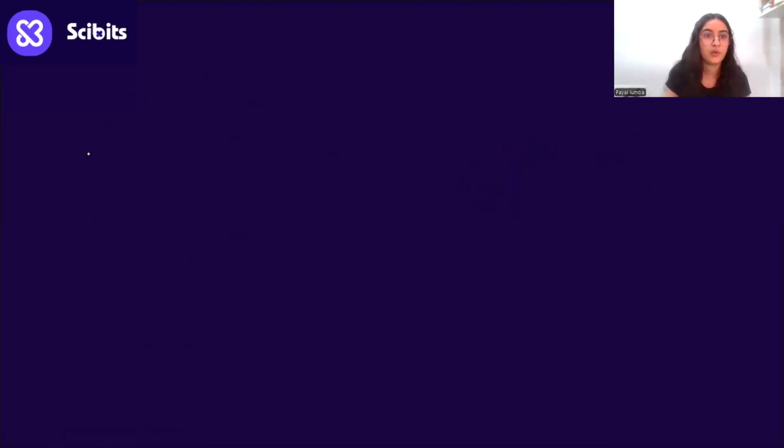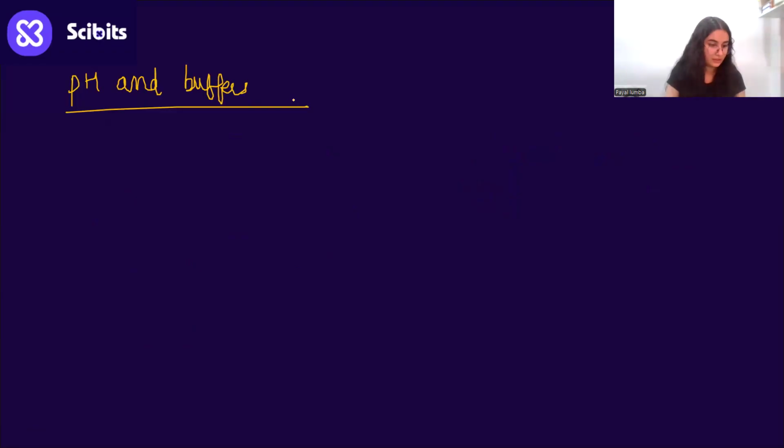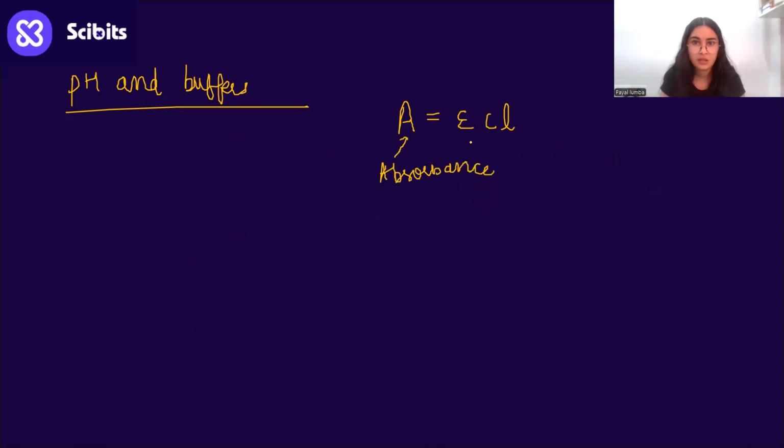Now let me quickly discuss pH and buffers. Okay, before that, I would like to tell you about this formula. This is absorbance for spectrometry. This is the molar extinction coefficient, this is the concentration, and this is the path length. And path length is mostly 1.